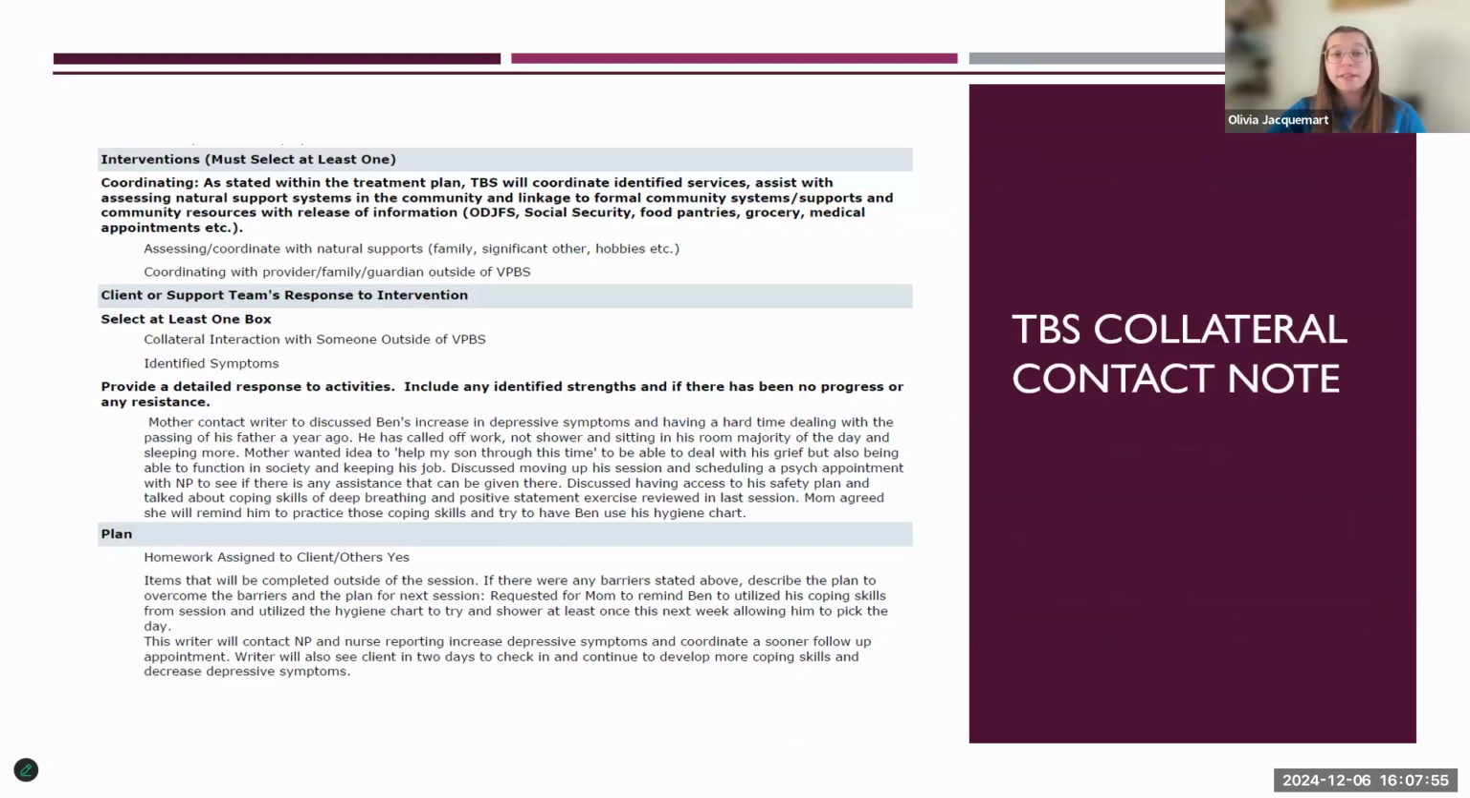So we can see in the interventions that coordinating has been selected, coordinating with the natural supports and someone who is outside of BPBS. And then in the client or support team's response, there's collateral interaction with someone outside of BPBS, and there has been identified symptoms. And then in the detailed response, the mother contacted Ryder to discuss Ben's increase in depressive symptoms and having a hard time dealing with the passing of his father a year ago.